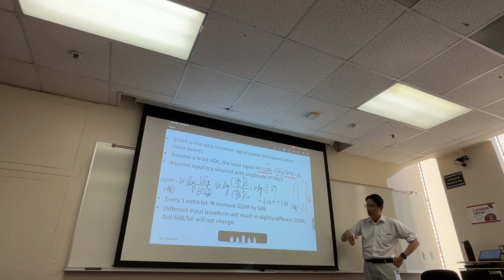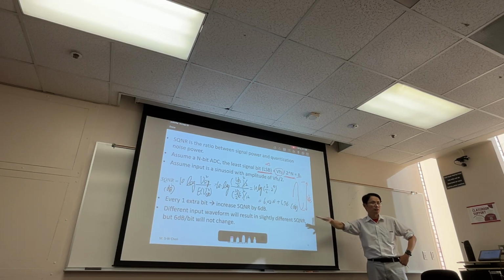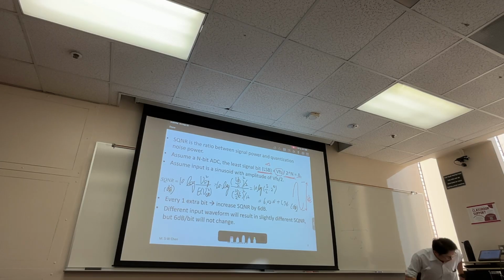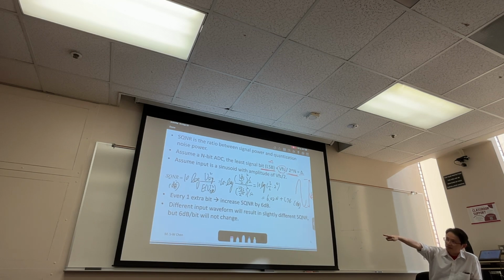Okay, but nevertheless, having this sinusoidal input helps a lot. It gives you a lot of intuition. You will anchor to your design point fairly quickly. And by the way, one last thing I want to point out: even though the SQNR may be slightly different, that 6 dB per bit will not change.